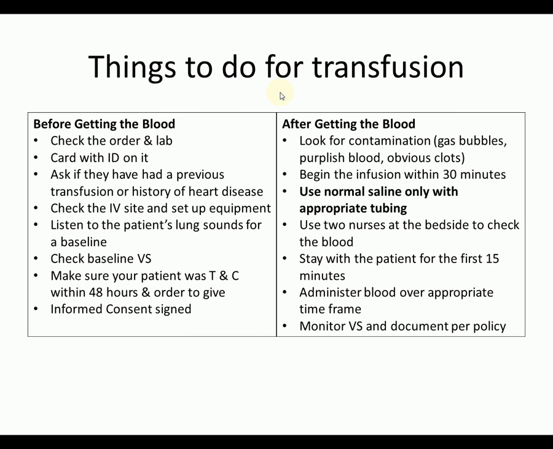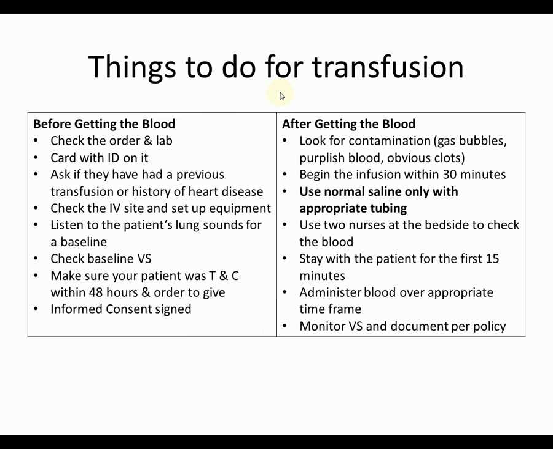Check the IV site and set up the equipment. You can get your Y tubing out and set it up with your normal saline running in. Okay? Just make sure that you keep the blood port covered up. Listen to the patient's lung sounds for a baseline, and you've got to get a set of baseline vital signs. Okay? Make sure that the patient has been typed and cross-matched within 48 hours, that the order to give the blood has been given. Okay? And you need to ensure that there is an informed consent signed and on that patient's chart.